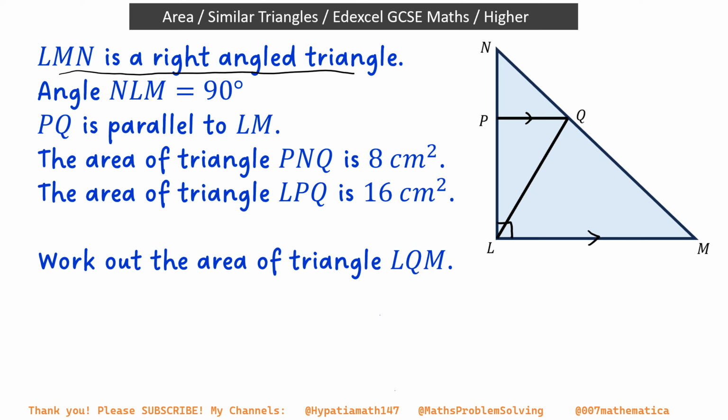LMN is a right angle triangle. Angle NLM is 90 degrees. PQ is parallel to LM, and the area of PNQ is 8, and the area of LPQ is 16. We need to work out the area of the triangle LQM.